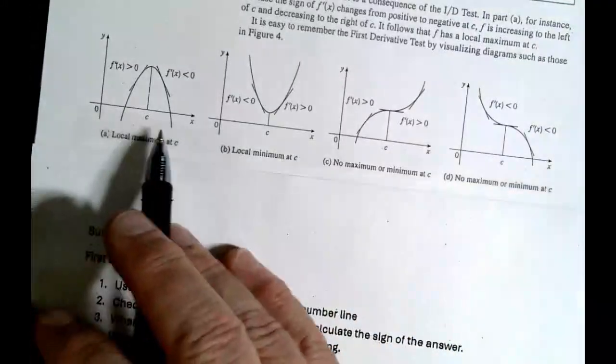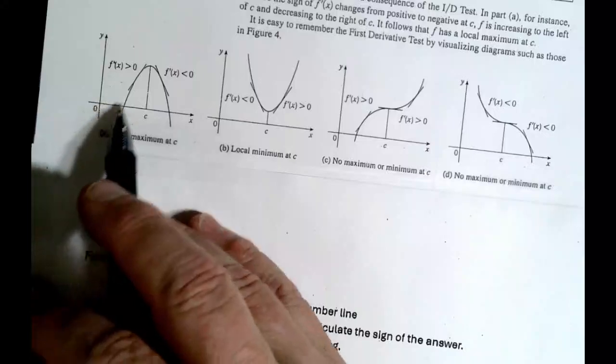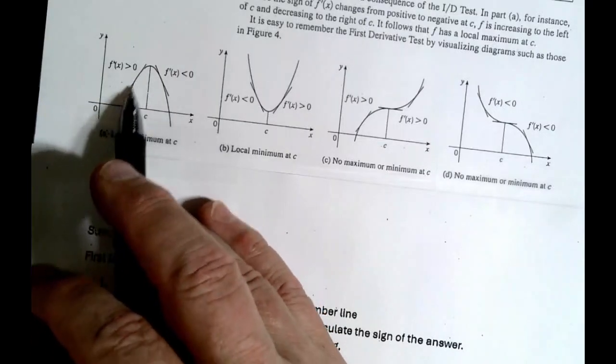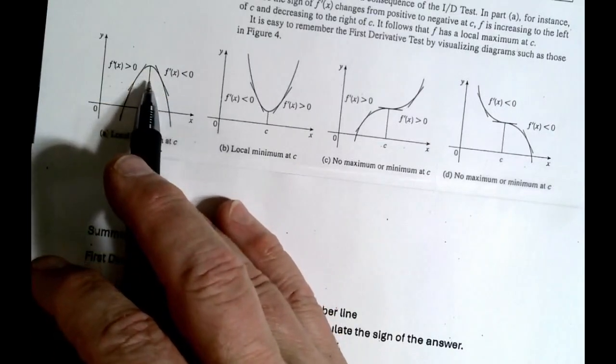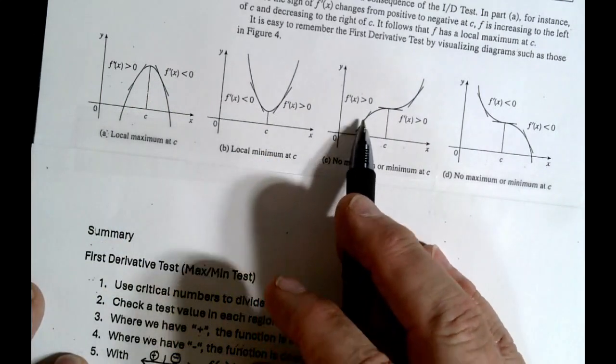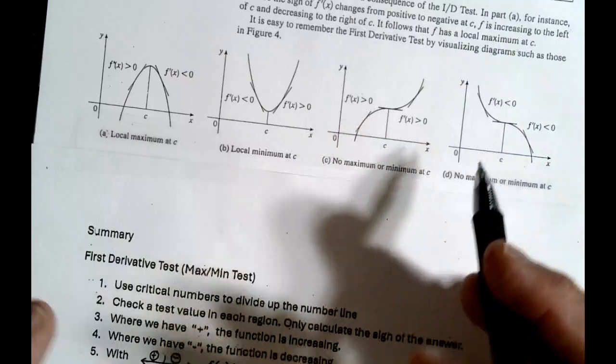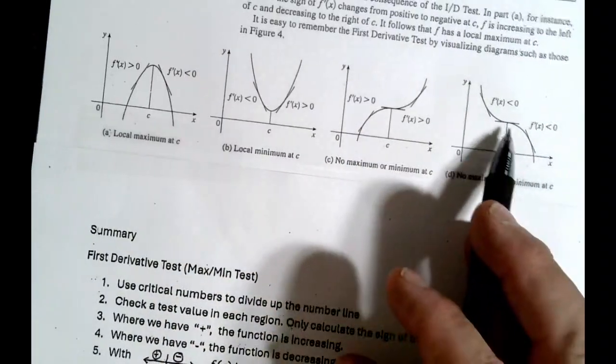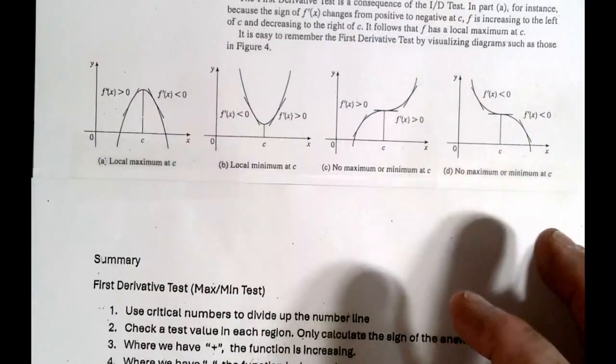And they show you how with a local max you're going to have a positive first derivative and negative first derivative. It's going to flip sign. Same thing here. And here, this is positive, and it doesn't have a local maximum. This is negative, and it doesn't have a local min there either.